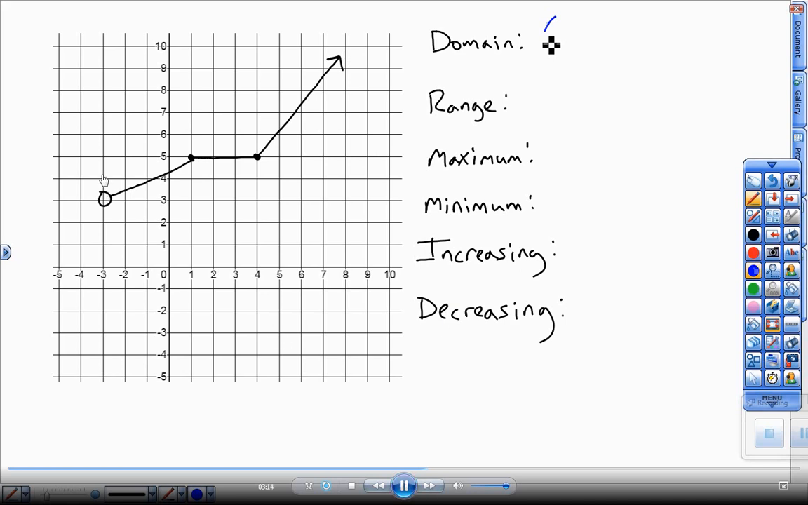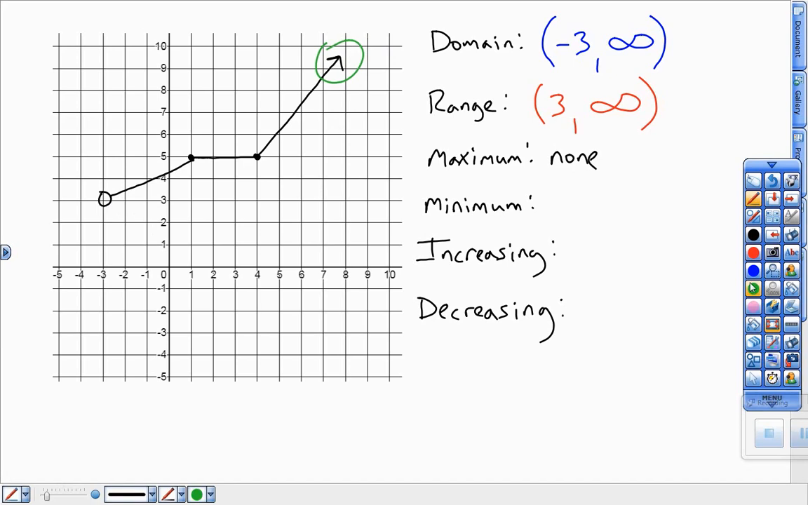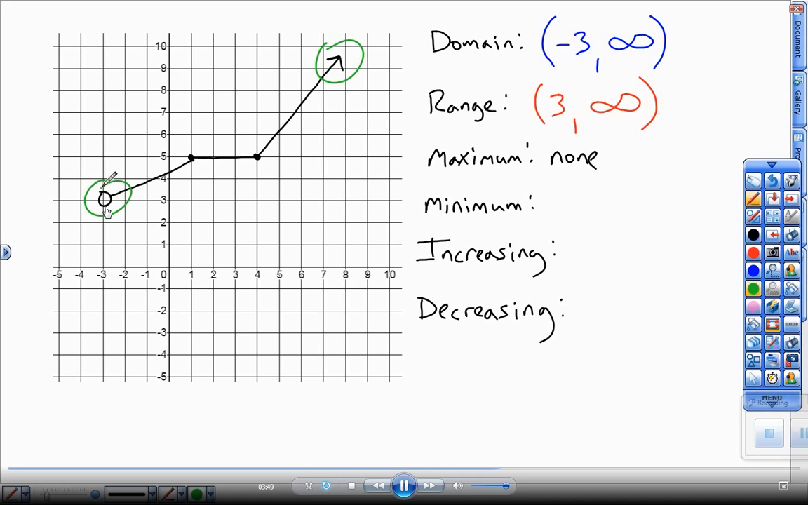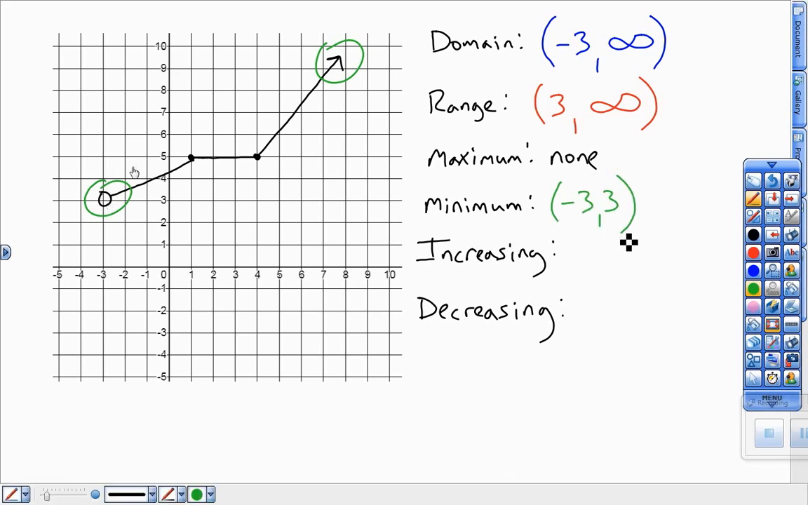My domain would be -3, rounded bracket, because that open arrow to positive infinity. My range from the bottom, +3 on the y-axis, to positive infinity because it's going up. My maximum, because this line's going up, I can never capture my top point, none. My minimum is this point right here, written as a coordinate, -3, comma 3. Don't worry about it being open right there. Let's just write it as a coordinate, -3, comma 3, my lowest point.